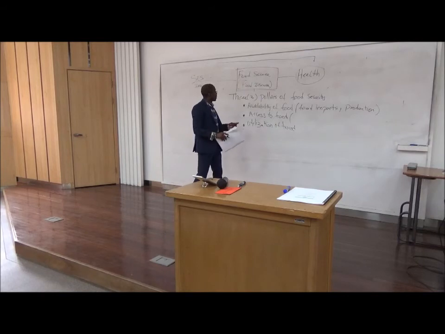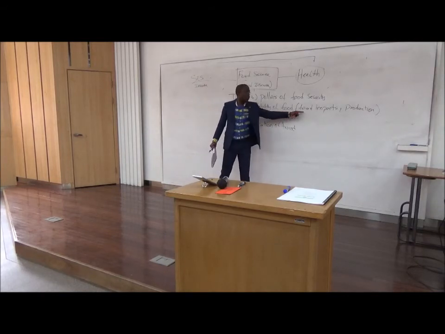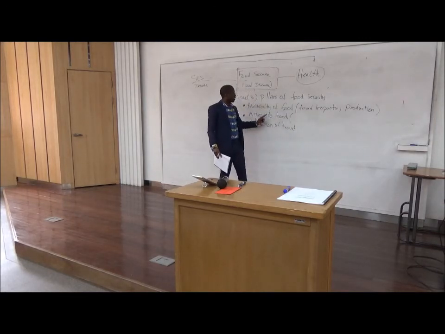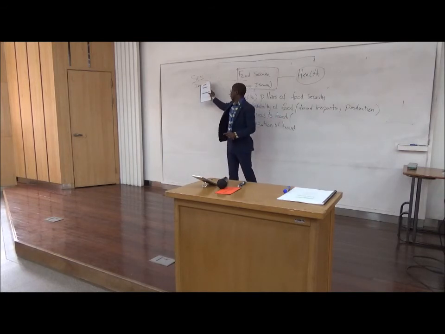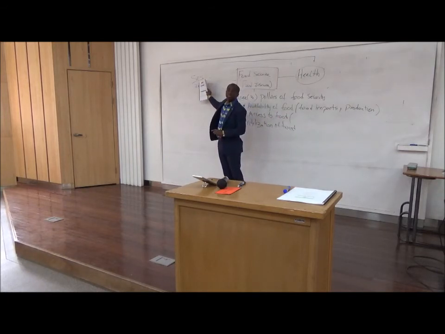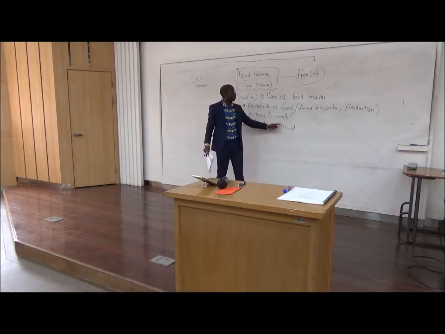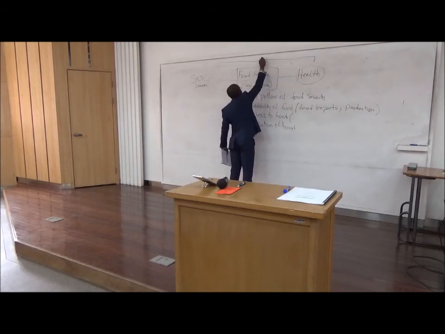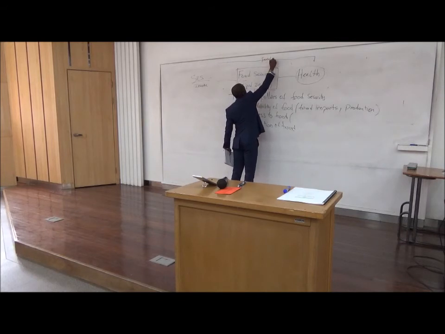The three pillars of food security: availability of food, food import, we are bringing food to the country, right? Or we are producing the food. Access to food, socioeconomic status. Do you have the money to buy the food? All right? And then utilization of food, related to your health. It has to do with what? Your food habit. You see, same thing.